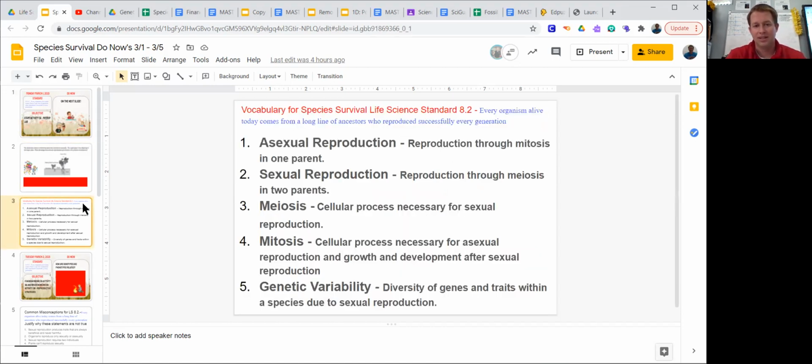Here are the vocab words that you need to make sure you're looking over for your SCA on Friday. That's asexual reproduction, sexual reproduction, meiosis, mitosis, and genetic variability.